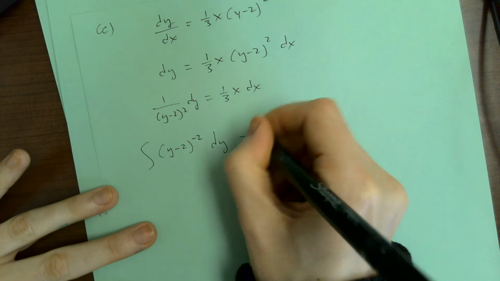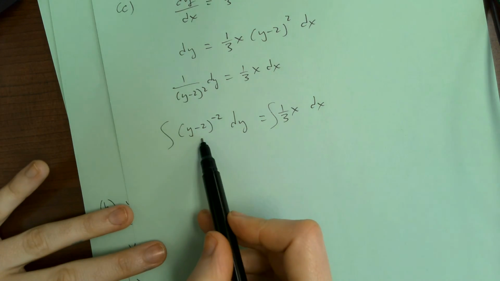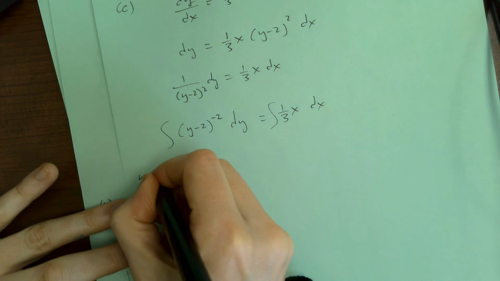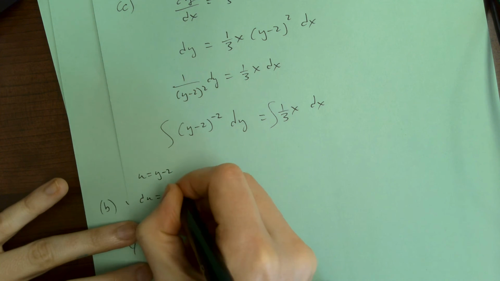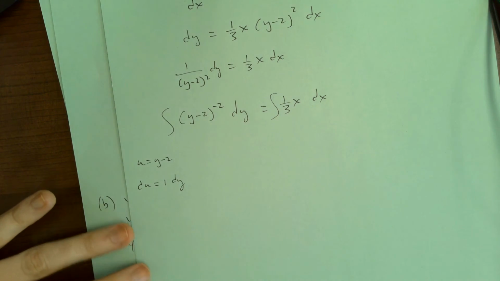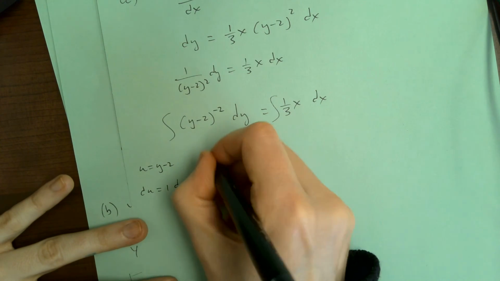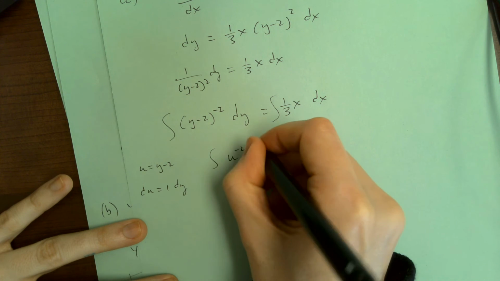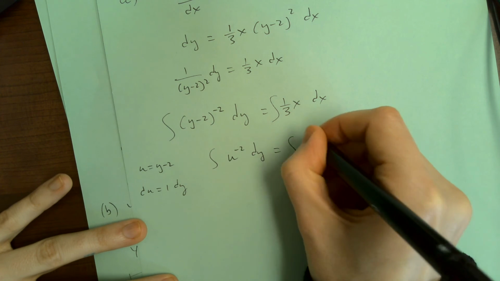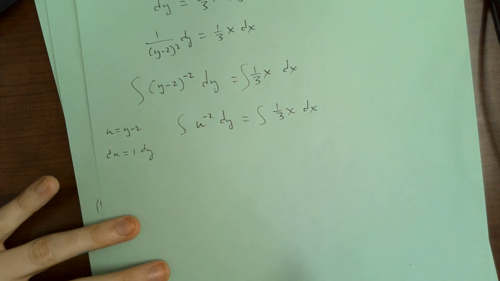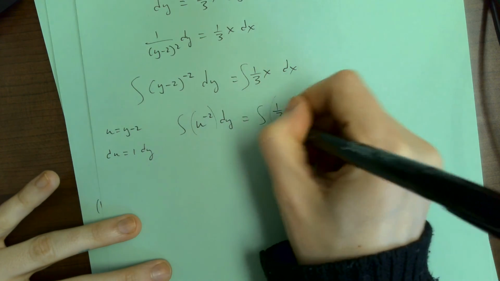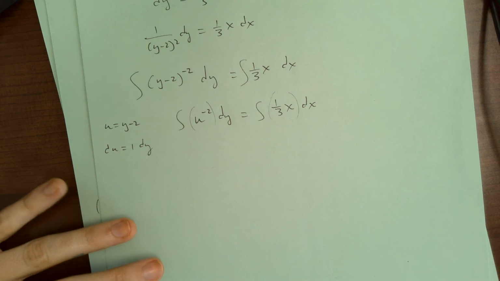All right, then you do the antiderivative. So here I'm going to need u substitution. So u is y − 2. So du is just 1 dy. Okay, so the integral of u to the negative 2 dy equals 1/3 x dx. Okay, if you like parentheses, I used to do them all the time. You could even put them there.